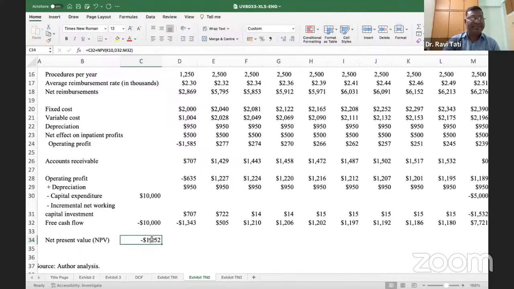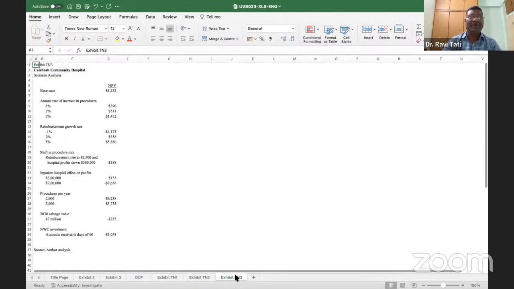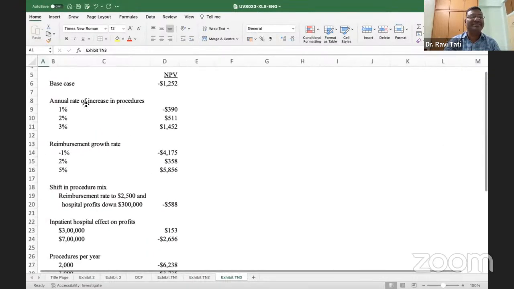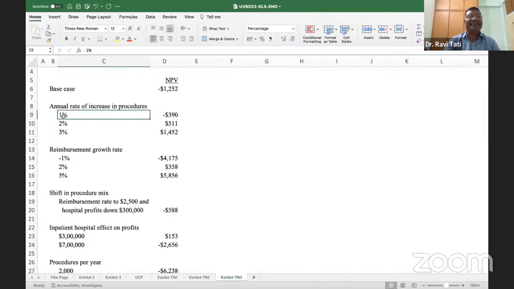Yeah, this is the scenario, net present value. Now, your net present value changes with the information supplied to you. If the annual rate of increase in procedures is 1%, this is your net present value. If it is increasing by 2%, this is your net present value. If it is increasing by 3%, your NPV becomes $1,452 positive, from minus $1,252 to plus $1,452.